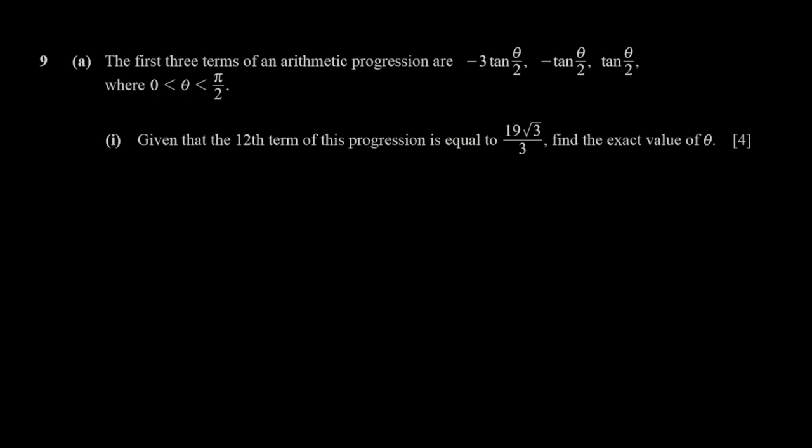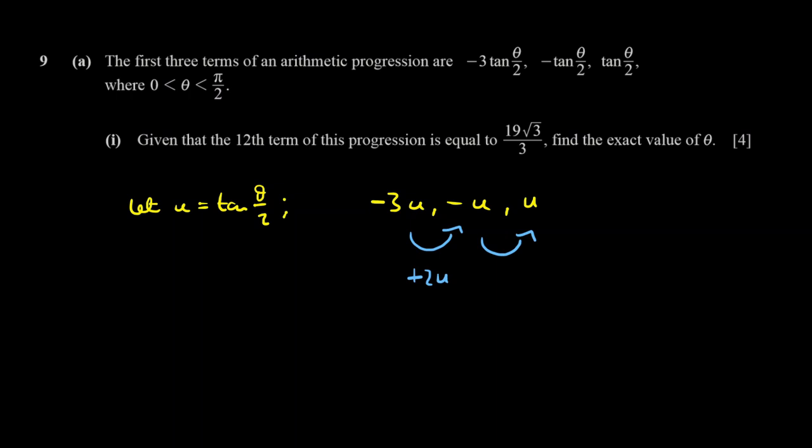Now, the key thing is this is an arithmetic progression. Arithmetic progression means we're adding the same thing each time. So I'm just going to hopefully make this a little bit easier to see. I'm going to say let u equal tan theta upon 2. If that's the case, then our progression is going to be minus 3u, minus u, and then u. So what is it that we're adding each time? Well, we're adding 2u, isn't it, right? That's the thing we're adding each time.